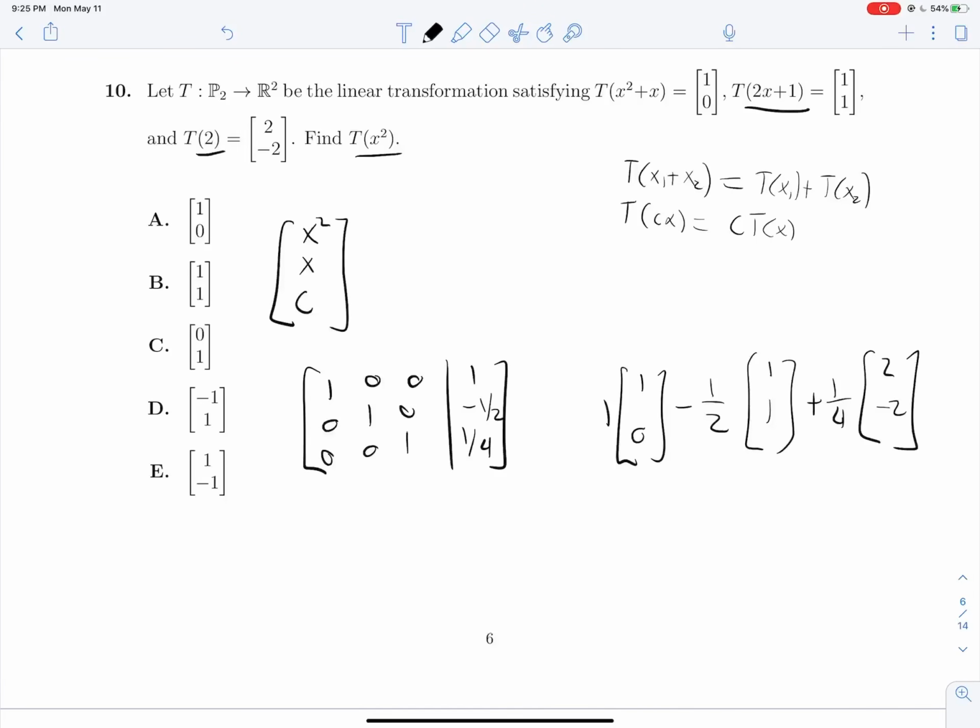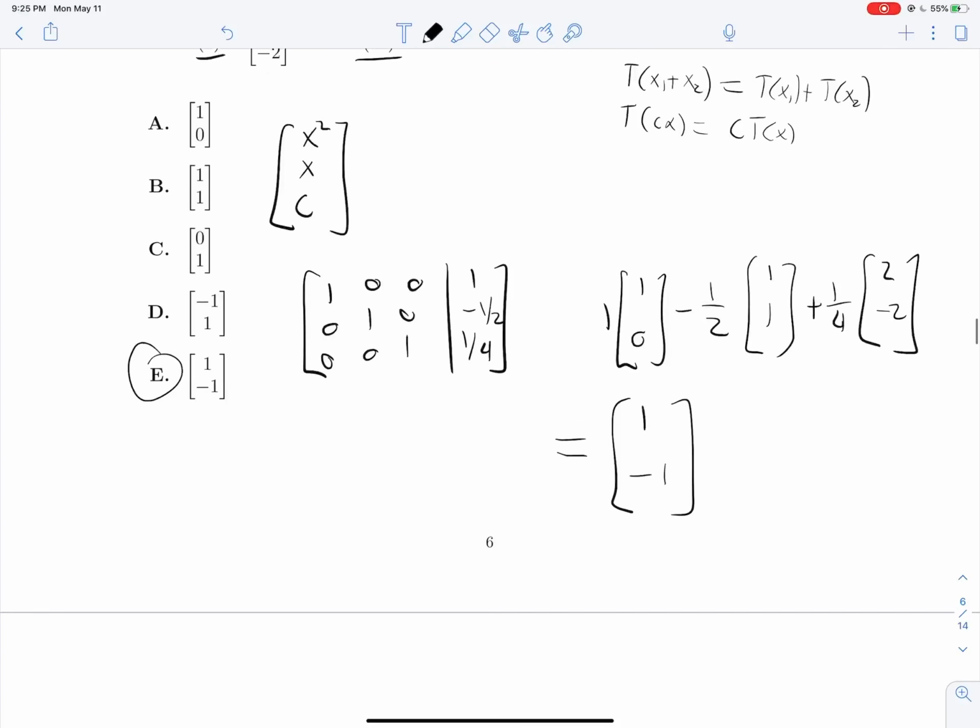Okay, so this is (1, 0), or I'll just directly solve for it, sorry. We will get our top position will be 1 minus 1/2 plus 1/2. So that's just 1. And then on the bottom here, we will have negative 1/2 minus 1/2. That's negative 1. So E is our answer for 10.